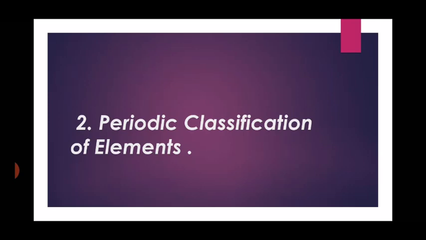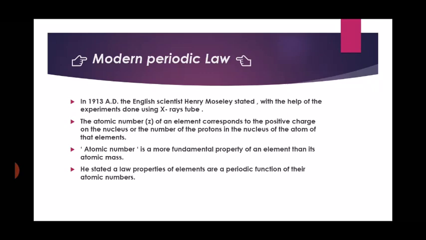Now today we are going to learn the modern periodic law. The modern periodic law was given by an English scientist, Henry Moseley, in 1913 AD. He stated it with the help of an experiment done using the X-ray tube. According to him, atomic mass is not important for the element. So what is important? According to him, the properties of elements are periodic functions of their atomic number.